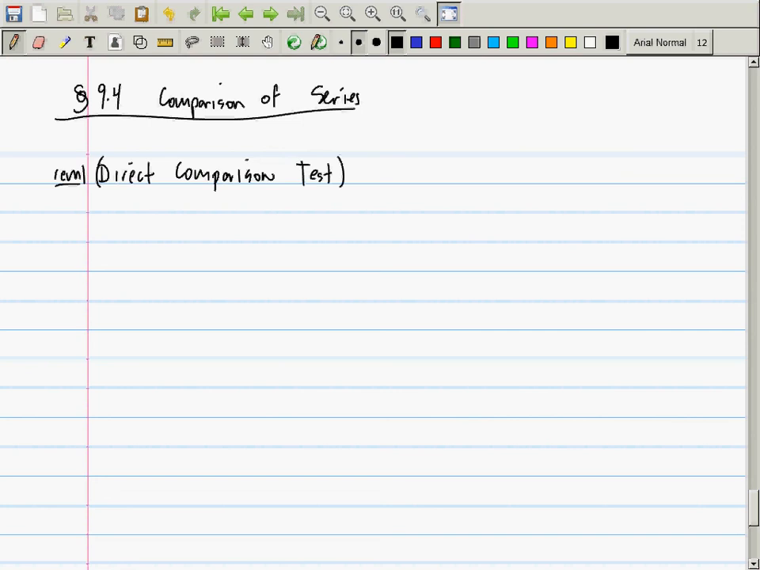The direct comparison test. Suppose that 0 is less than an is less than or equal to bn. That is to say, we have two positive sequences, an and bn, they're both positive, and an is less than or equal to bn. So you have two positive sequences and you have them in order. All of their terms are orderable.